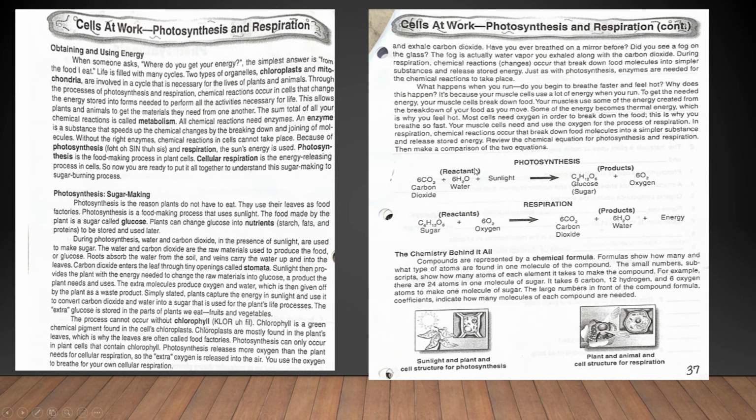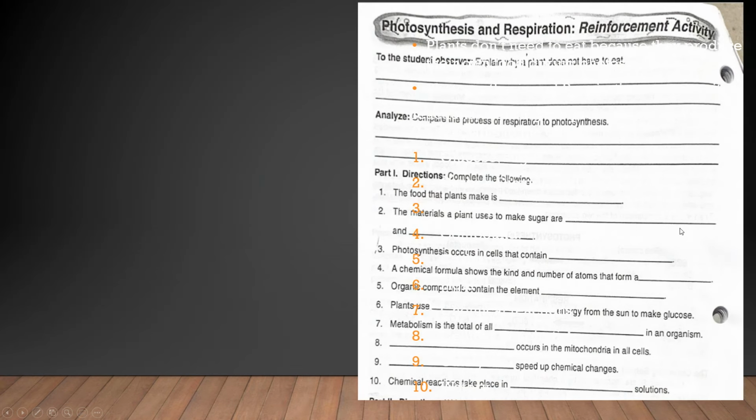Notice that for photosynthesis, the sun's energy is a requirement, is a reactant. And for respiration, energy is released. It's a product. Use that information to answer the questions on the following page. In my workbook, that's page 38.